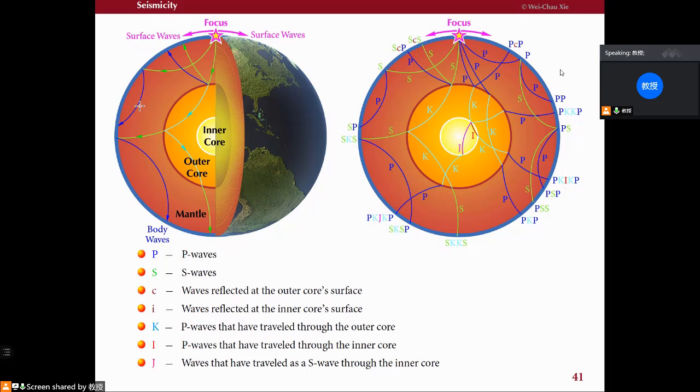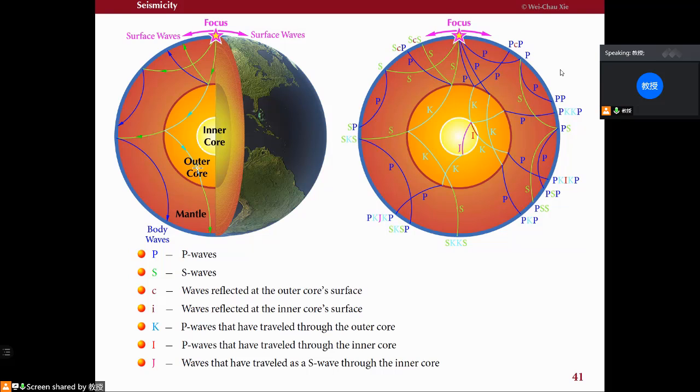Okay, and then if you follow this, and to here, it reflects to this, and it refracts to this light blue part. Then at this interface, you have refraction here and reflection here.